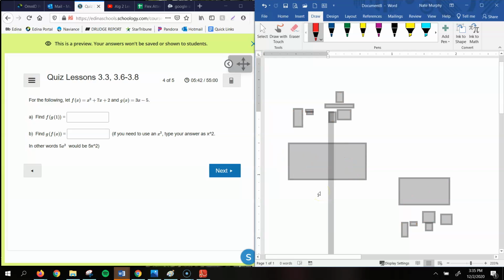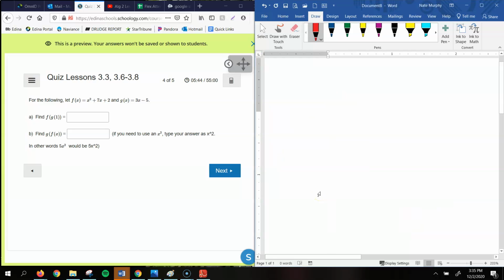All right, so this one, they give us these two functions, f of x and g of x. We're going to start by finding f of g of 1. The first thing I'm going to do is find out what g of 1 is equal to. So g of 1 means that I'm going to put 1 in for x into function g. So we'd have 3 times 1 minus 5. 3 times 1 is 3, minus 5 is negative 2.